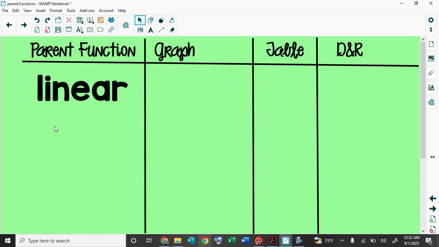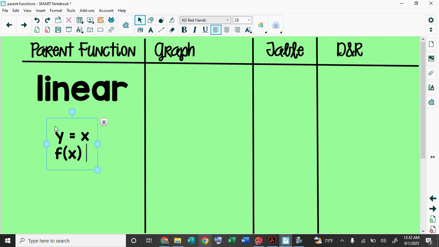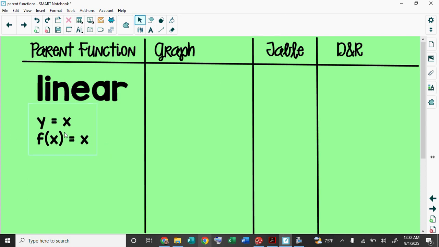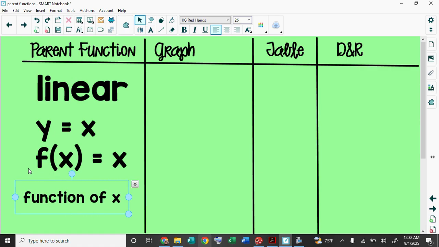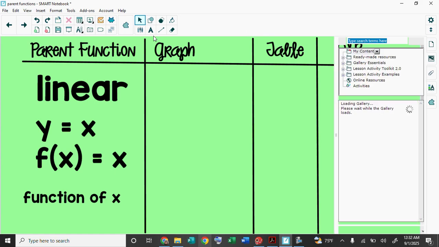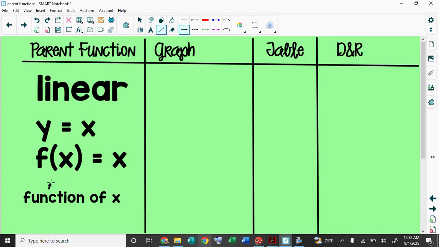And so the linear parent function, you need to write y equals x. And you also need to write f of x equals x. Those are my linear parent functions. F of x means a function of x. You're going to need to know that f of x is a function of x, and the f of x means y. It's the same thing. F of x and y is the same thing.